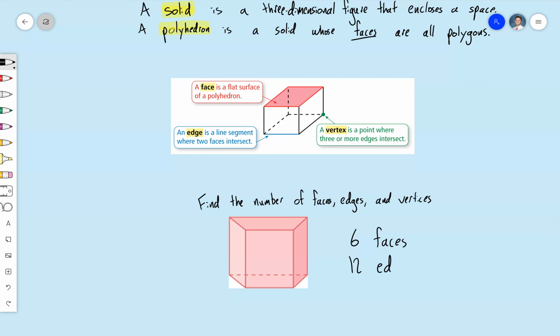And finally, if we look at vertices, remember that's any point where 3 or more edges intersect. We've got one here, here, here, here, here, here, here, and here for a total of 8 vertices.